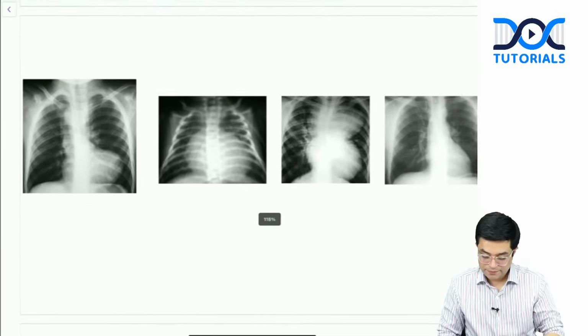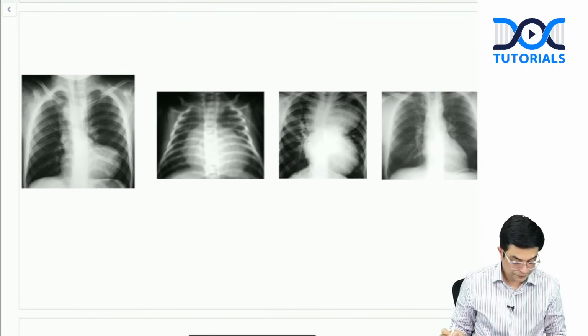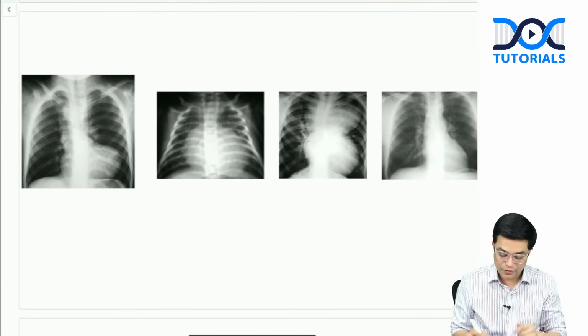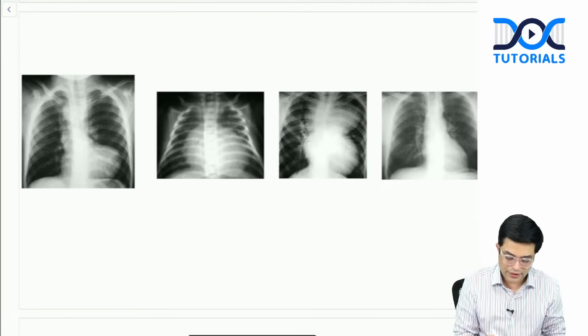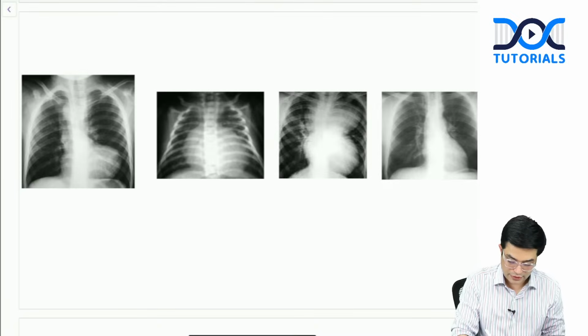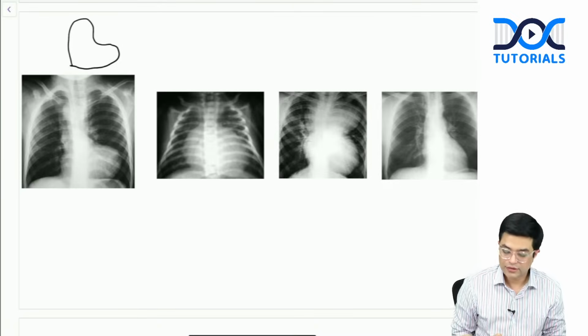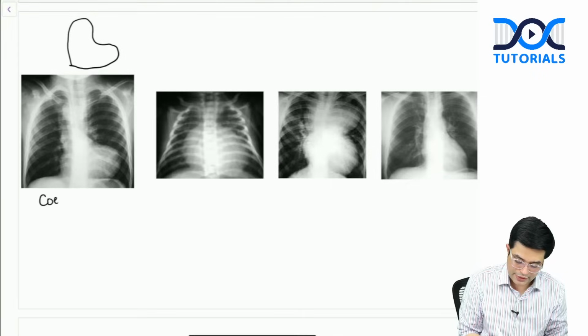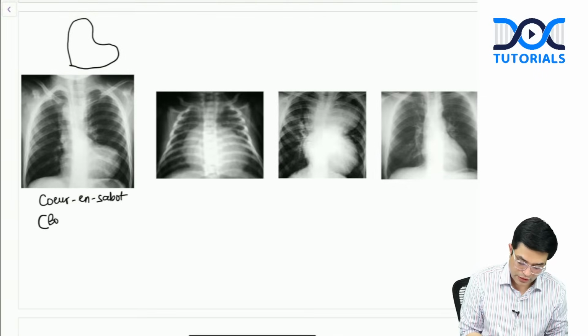Now these are 4 images. They can be asked to you in the exam, right? We will do them like spotters. Look at the first image, doesn't it look like a boot lying there? The shape of the heart is like a boot. This is the Coeur en Sabot, a French term which stands for boot shaped heart, typically seen in patients of tetralogy of Fallot.